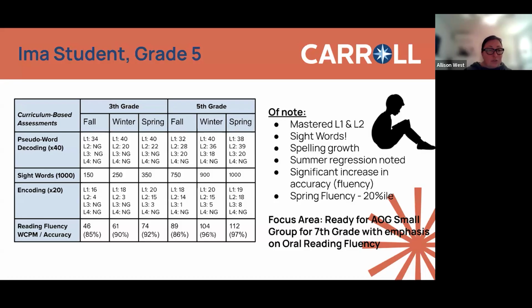At this point, the student's oral reading fluency continued to grow really nicely. From an accuracy perspective, we're ending the end of 5th grade at 97% accurate, but we're still in that roughly 20th percentile. With the mastery of 1 and 2, though, it's telling us that this is a student who's ready for continued emphasis on oral reading fluency. And so the recommendation for the student for heading into 6th grade was to be placed in a small group advanced OG focus area class, and as quickly as possible, adding additional emphasis on oral reading fluency.